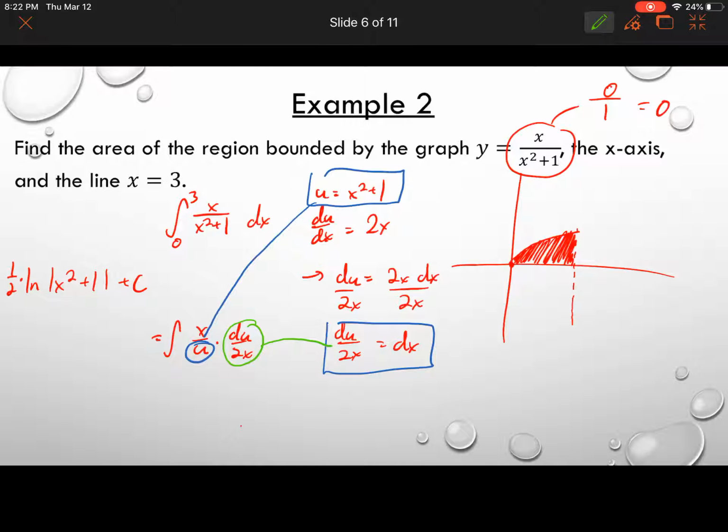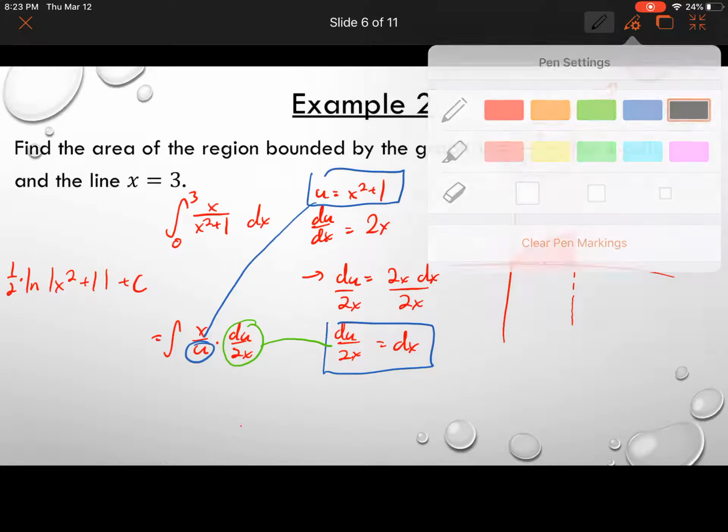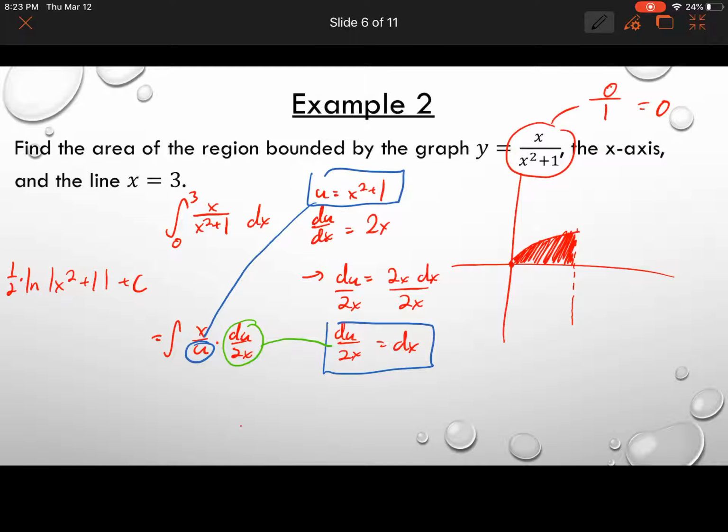So at this point, hopefully you can see that there is some cancellation. The x in the numerator cancels out with the x in the denominator. So you're left with, as your new expression, the integral of 1 over u times du over 2. Okay, so the x's cancel out. And since we have division by 2, we can rewrite this as multiplication by 1/2. So we have 1/2 times 1 over u du.